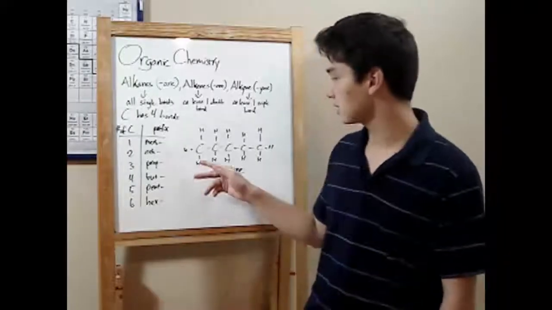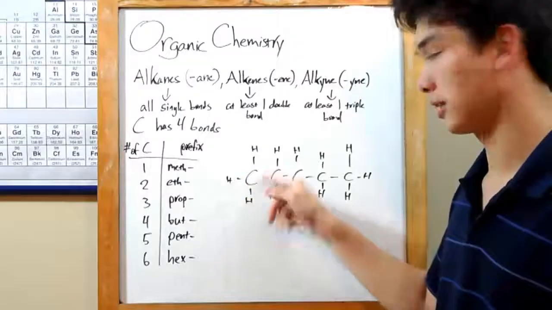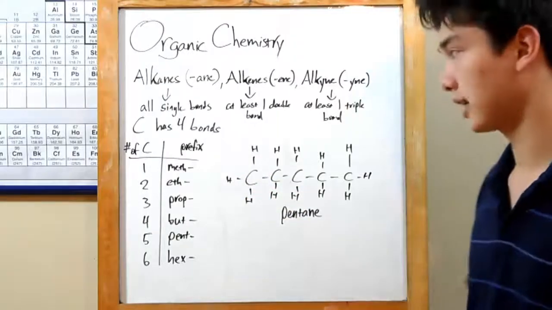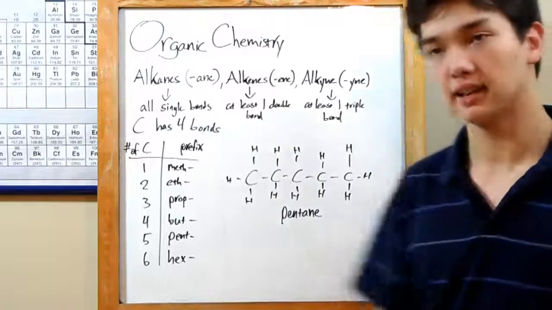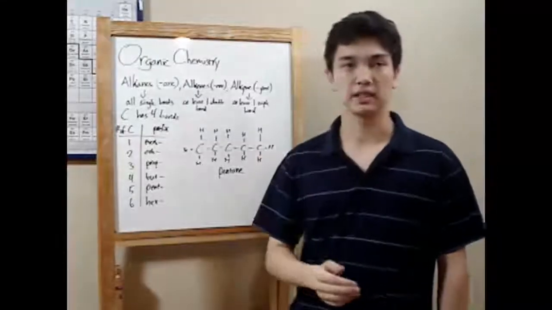Remember that any bond unoccupied by another carbon is attached to a hydrogen. So we can just count those out. 1, 2, 3, 4. Everyone's got 4. It all adds up. Second part is the ane. That means all single bonds. It's an alkane. And indeed, not a double bond to be found.